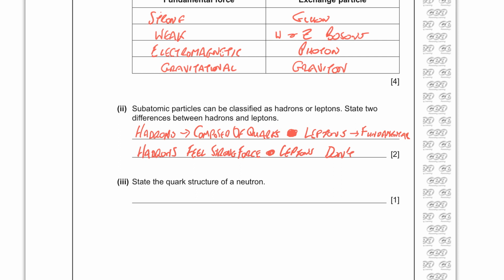Okay, and state the quark structure of the neutron. Well, if you think about it, your up quark has a plus 2/3 charge and your down quark has a minus 1/3 charge, and protons and neutrons are made of these. You see that to get a neutral particle you need two downs and one up. So it's going to be U, D, D for a neutron.